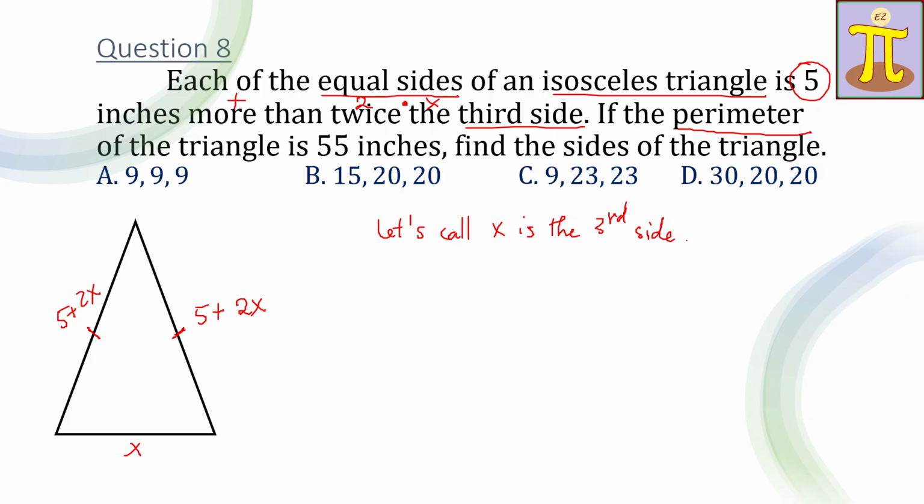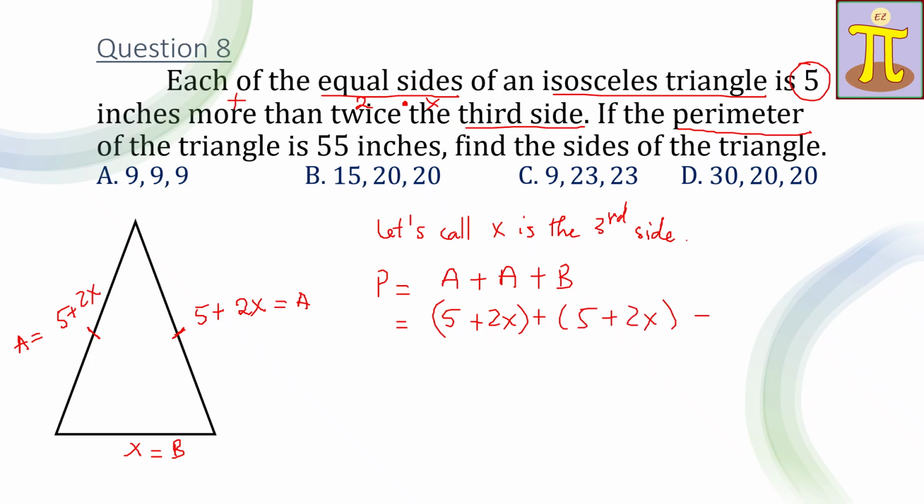Now to find the perimeter, if we have two sides, let's call this A, equal to B, so we have A add B. That's the length of three sides of the triangle. So we will have this one is 5 plus 2x, and 5 plus 2x, add x, the third side. And then this will be equal to 55.